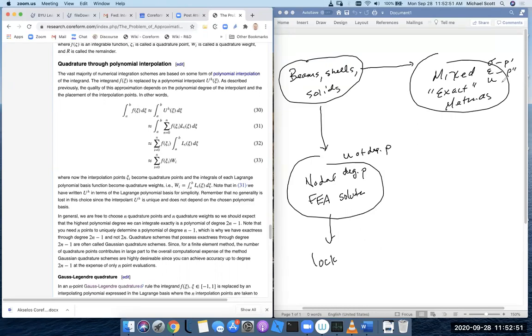Usually the problem though is sometimes we don't even know what this problem is. We know it locks, like for shells, membrane locking is a good example. We know there is some exact mixed method that exists, but we don't know what it is. We don't know how to write it down. So what we do instead is we circumvent this. Let me erase. What we do is we just go back to this problem with reduced quadrature.